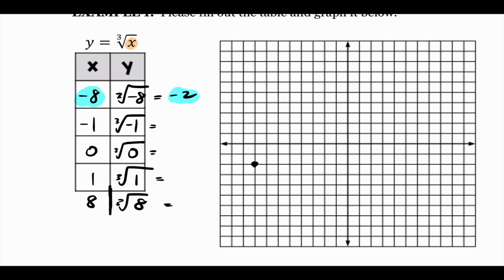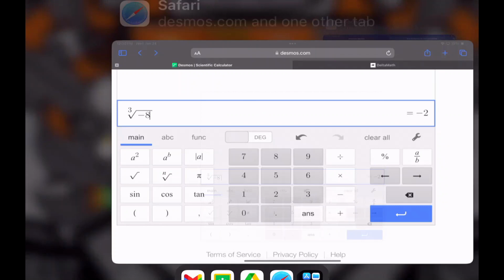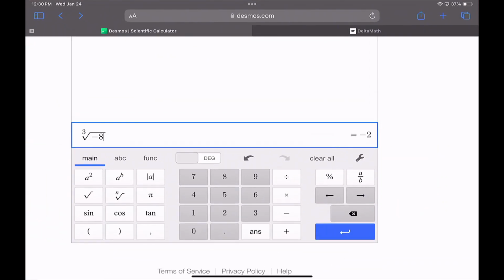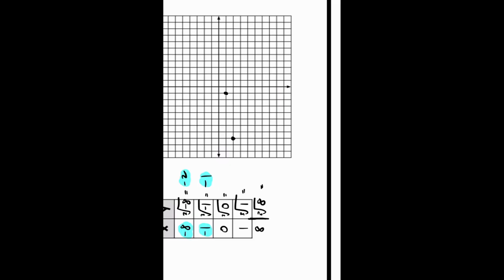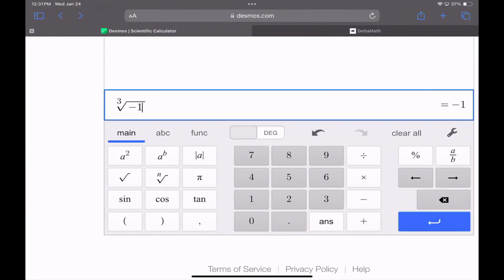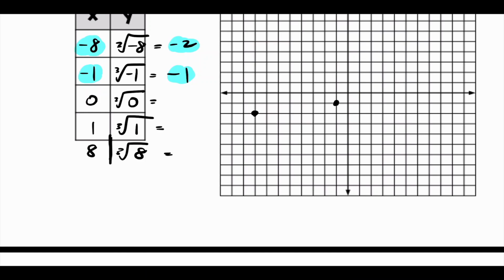Okay. Next one is -1. -1. Left 1, down 1. Next one, 0. Zero. Cube root of 0, 0.